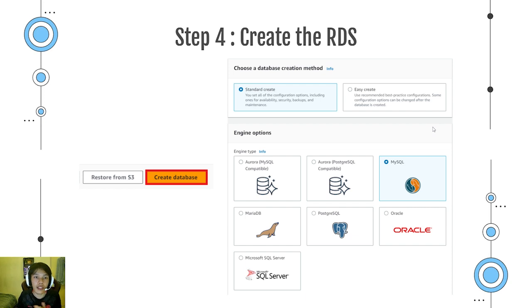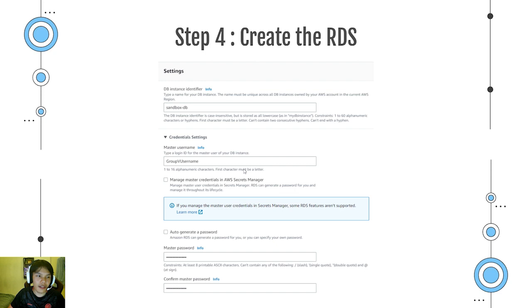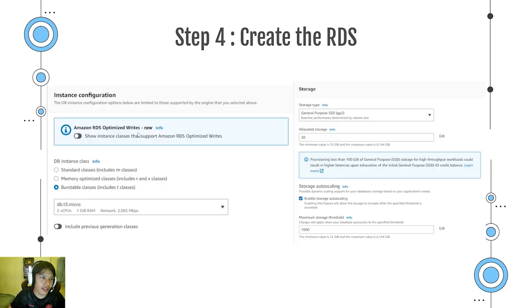My last service that I'll be using is the RDS. Creating the database is using the standard creation. The engine of my choice is MySQL. The template I use is developer test, and the availability and durability is multi-AZ database instance. It is called Sandbox database, and the master username is group5 username, and the master password is as shown below. It's a secret. And then instance configuration.